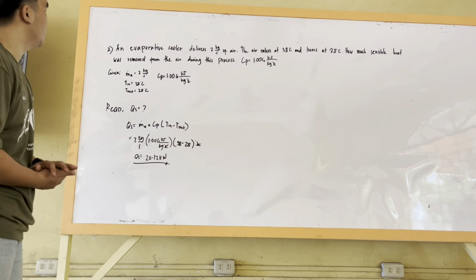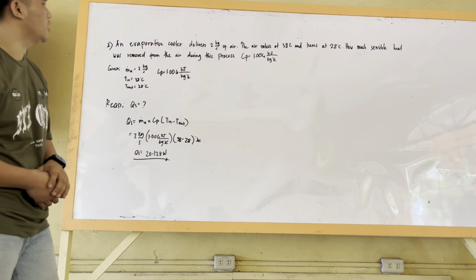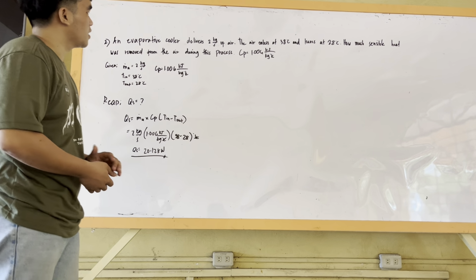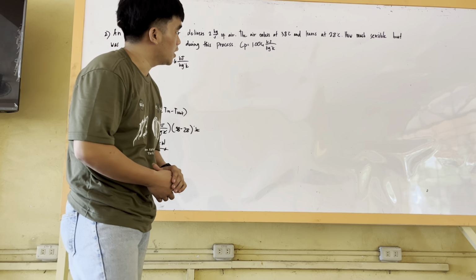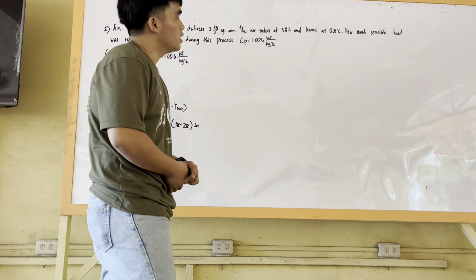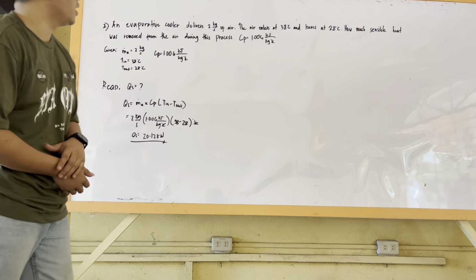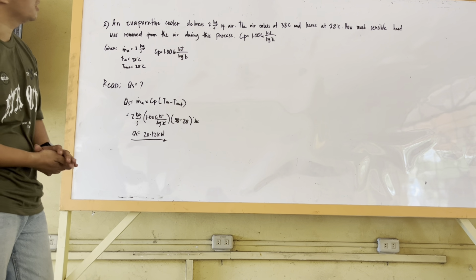The second problem: an evaporative cooler delivers 2 kg per second of air. The air enters at 38 degrees and leaves at 28 degrees Celsius. How much sensible heat was removed from the air during this process?